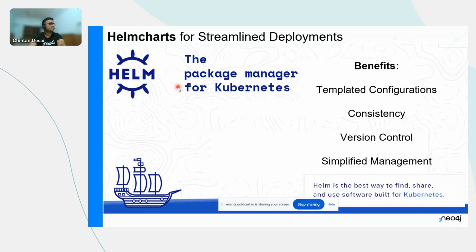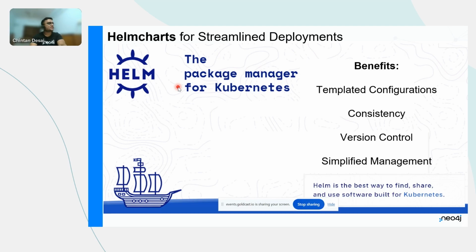So what is Helm? Helm is a package manager for Kubernetes. What does Helm offer? With Helm, you can create your Helm chart. What is a Helm chart? I'll explain it later, but Helm enables you to create your charts. A chart is a group of Kubernetes resource definitions grouped together with templated configurations, and you can consistently deploy all the Kubernetes resource definitions using Helm.